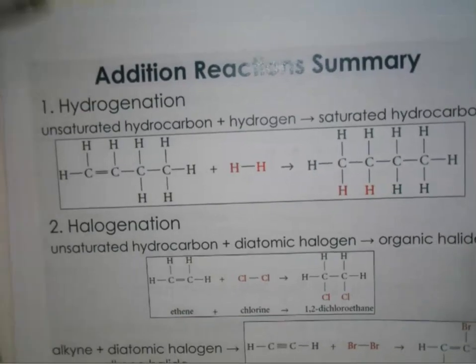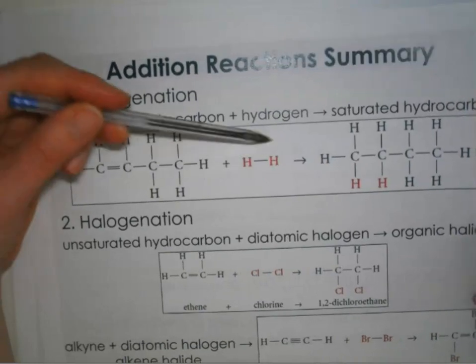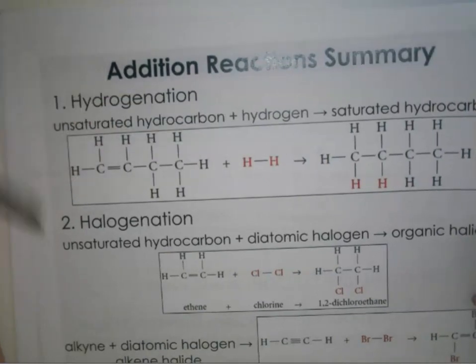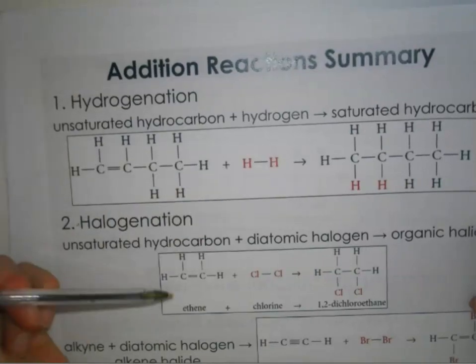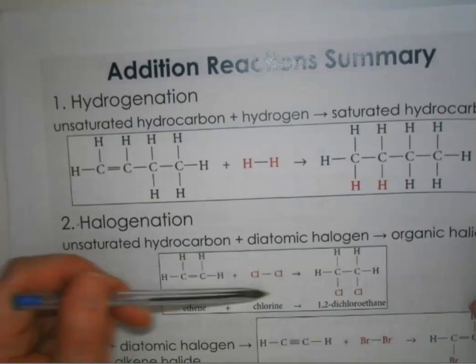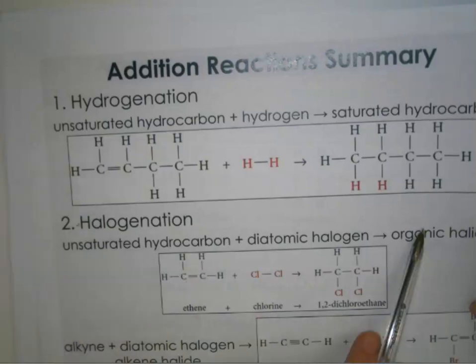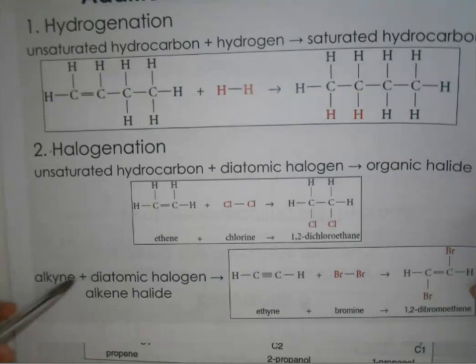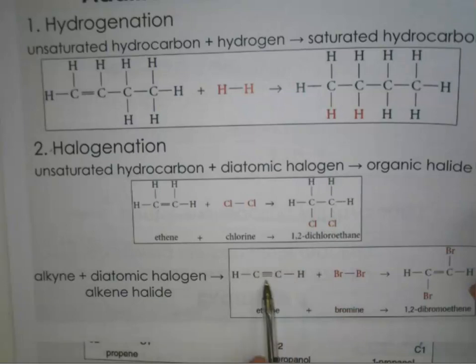So, a summary of our addition reactions, some of the special names that we have for them. If you're adding just hydrogen, it's called hydrogenation, and you end up with an alkane. If you have halogenation, you are adding a halogen, and that is going to take the place here, so you're going to end up with an organic halide. Same thing, so this one was an alkene, right? And you're going to end up with an organic halide. If you have an alkyne and you put in a halogen, it's going to end up being an alkene, but an alkene halide.